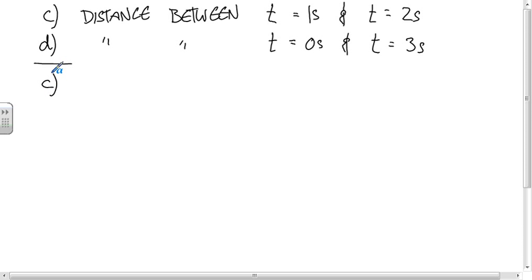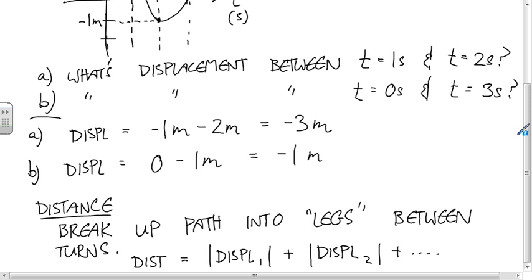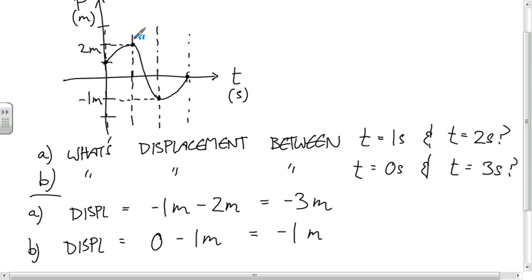Okay, so for C, we have to look at the graph and figure out if between 1 second and 2 seconds, this thing ever changes direction. Between this point and this point, the object is just steadily moving down. It's not really down, but it's steadily moving in the negative direction. Okay? It never turns around and starts going in the positive direction.